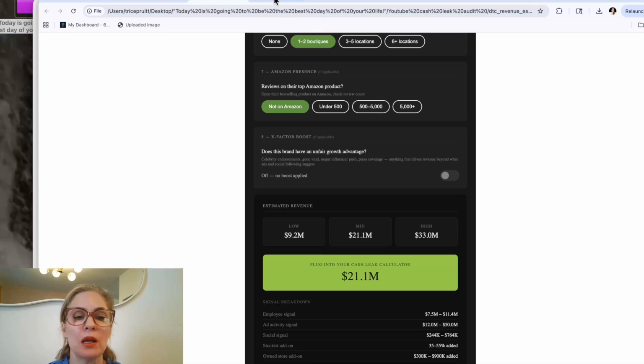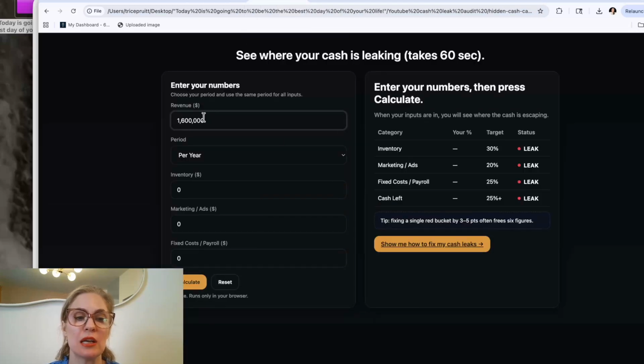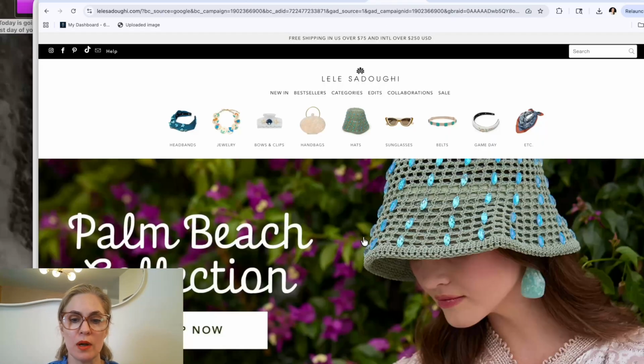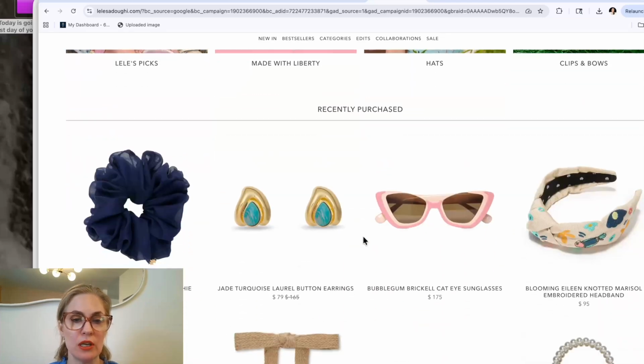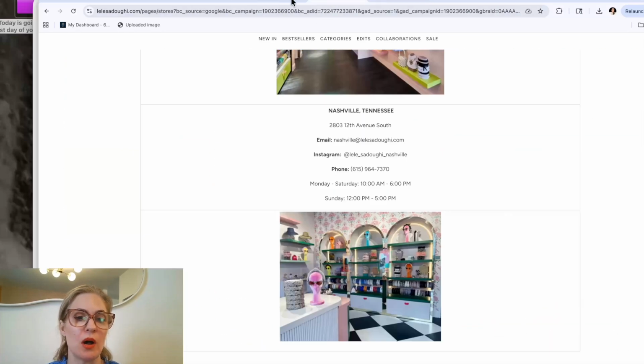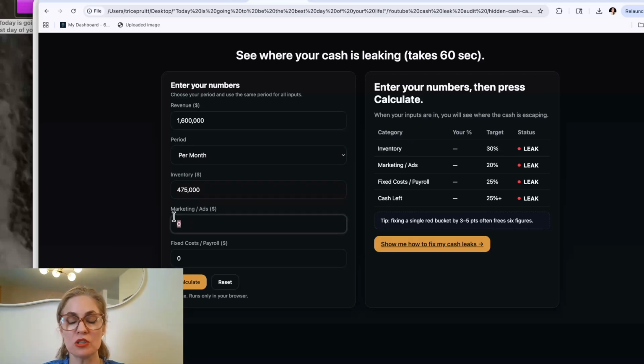And then I plug it into this cash leak calculator that I created. Now her inventory, I actually know what factory she uses to make these. And so she's getting pretty great margins. So I will add that. Her marketing costs are pretty low.